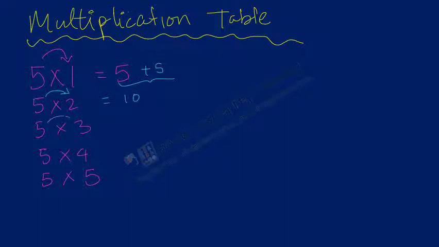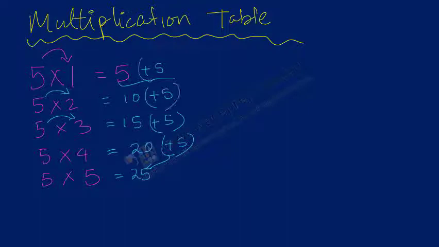And when we are doing 5 times 3, we are adding another 5 to 5 times 2. And the result of 5 times 3 is 15. Add another 5, that will give you the result of 5 times 4, which is 20. And add another 5, it will give you the 5 times 5 result, which is 25, and so on. Now, that's how we do the normal multiplication.